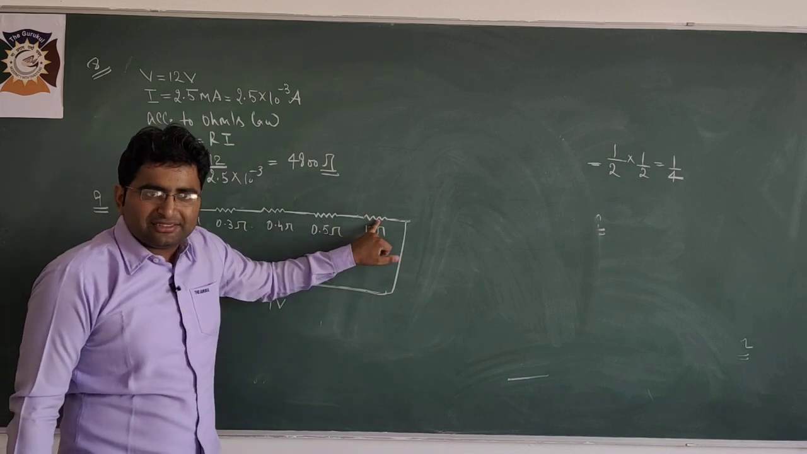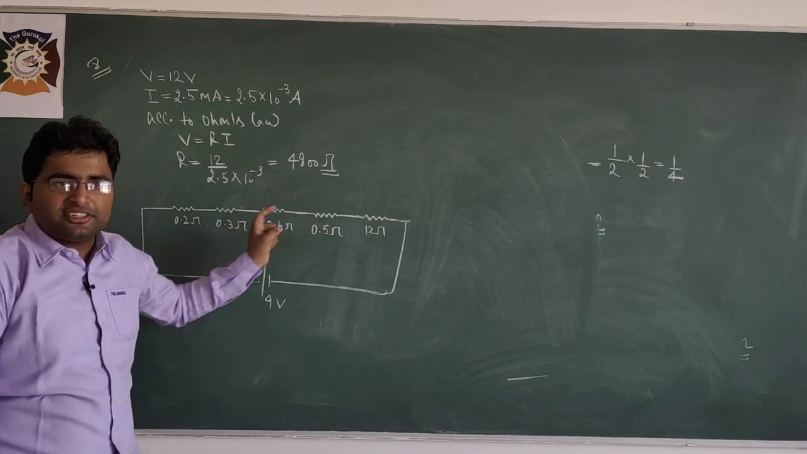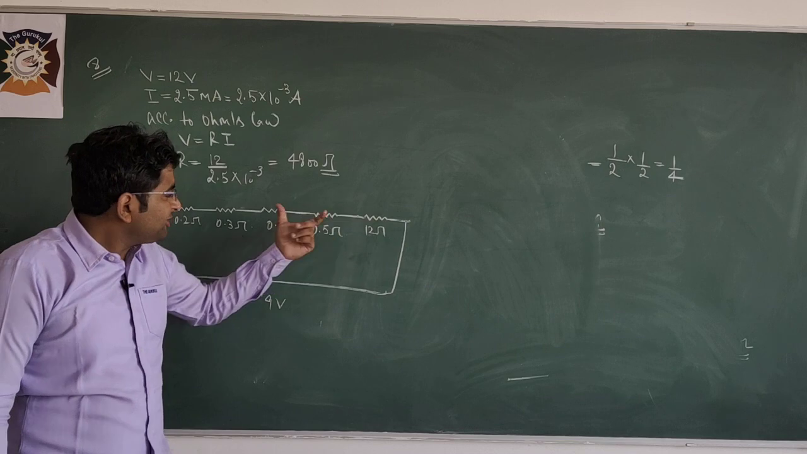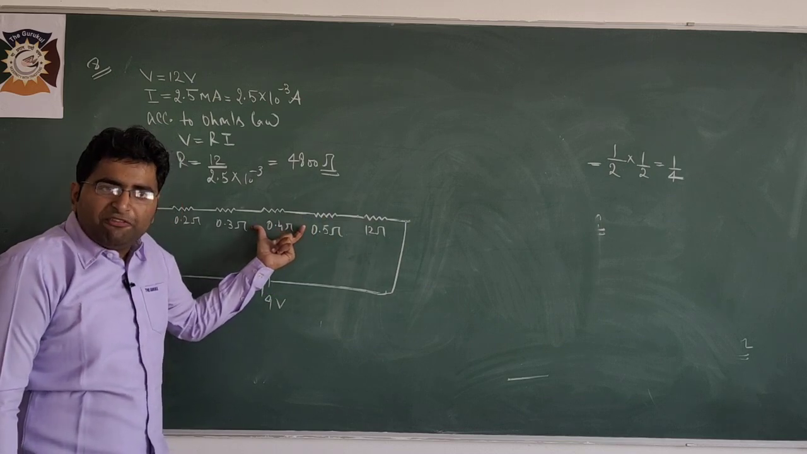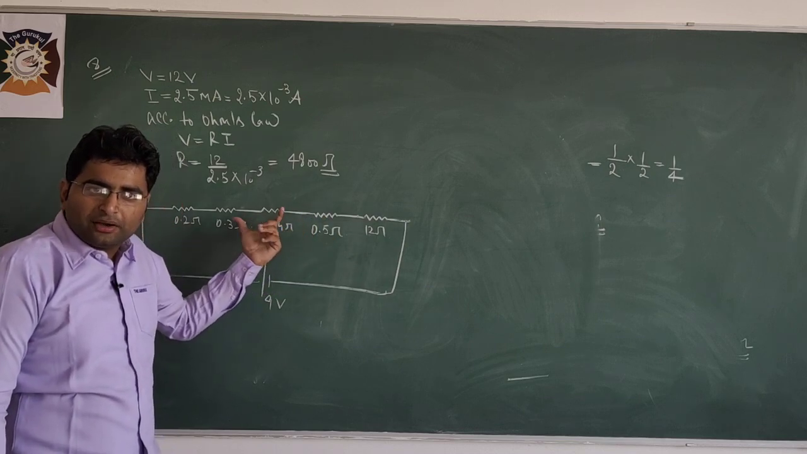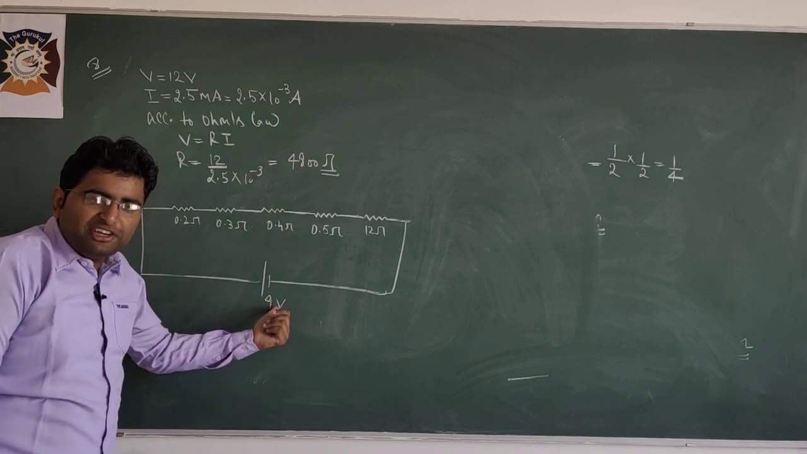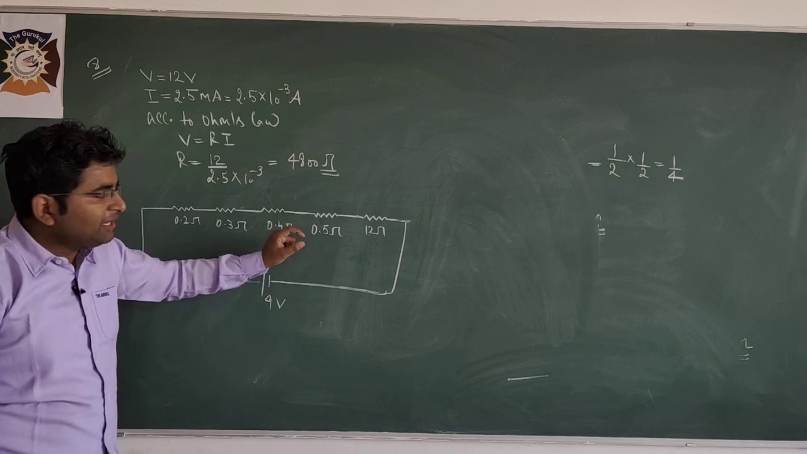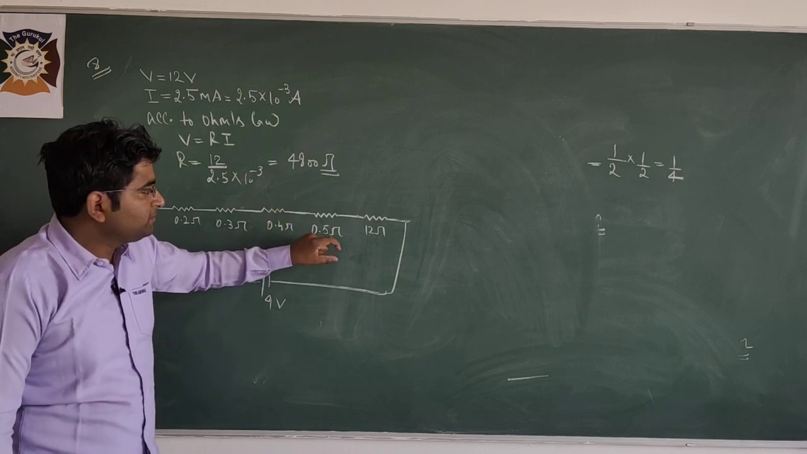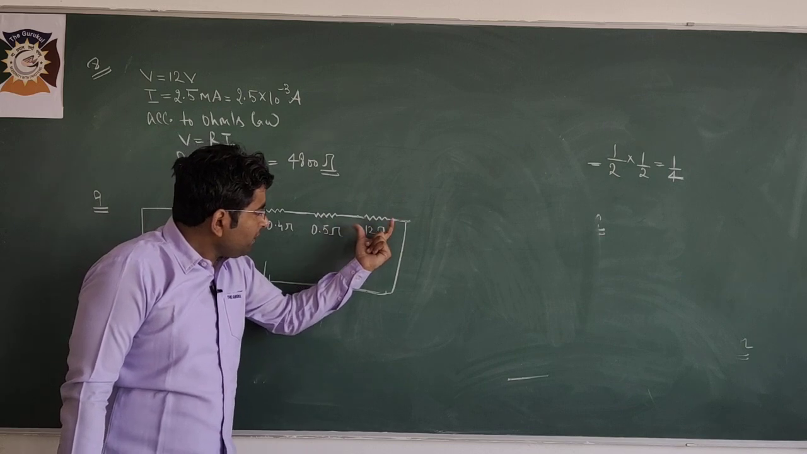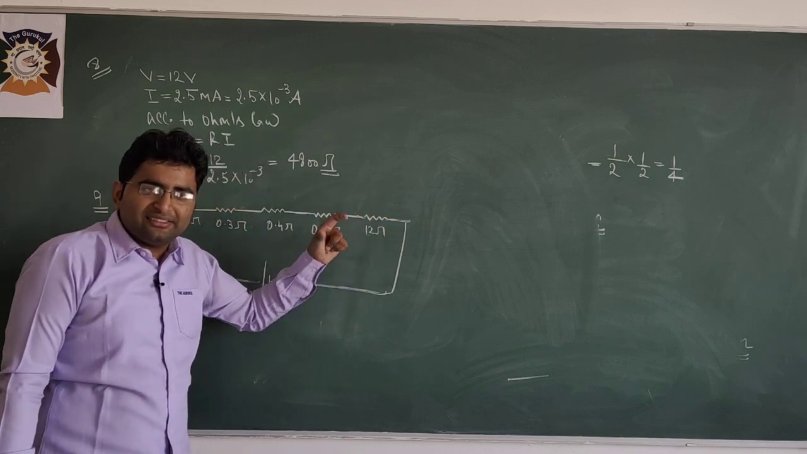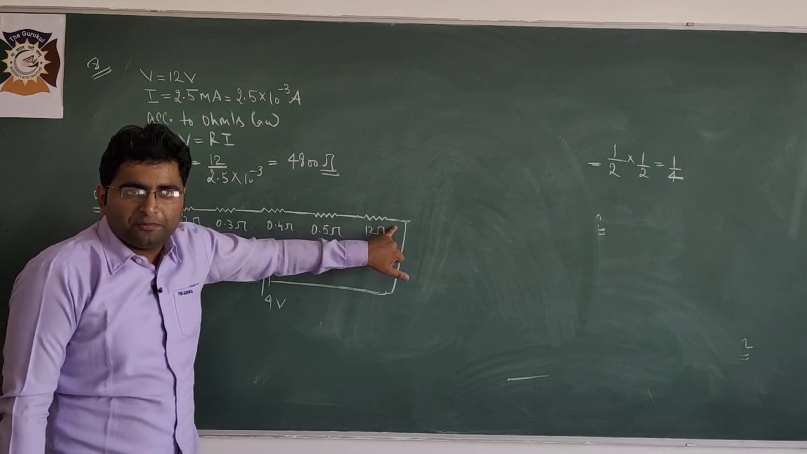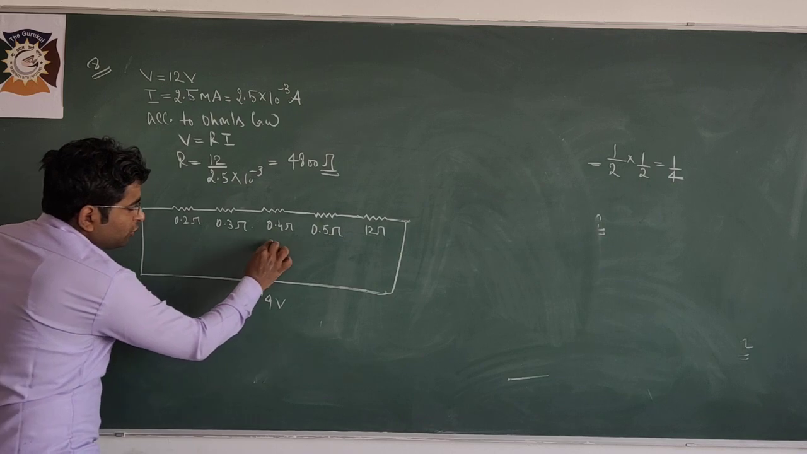In series combination, the current across every resistor will remain the same. So what we will do, firstly we will calculate the equivalent resistance. Clear? And voltage divided by that resistance will give the current. Clear? And that current will be the answer. How much current is flowing across 12 ohm. Clear?